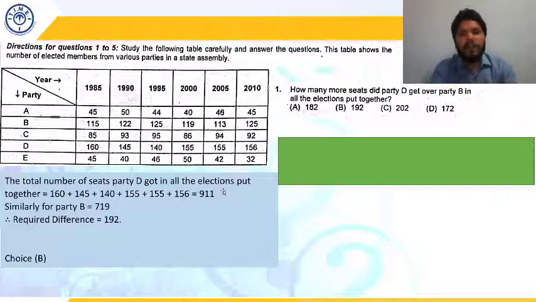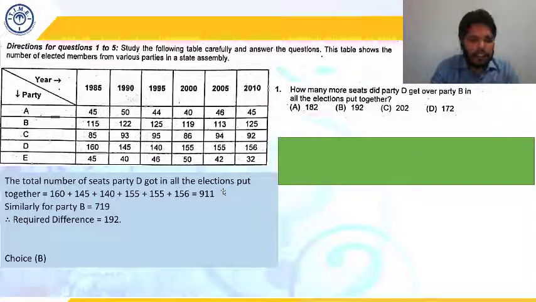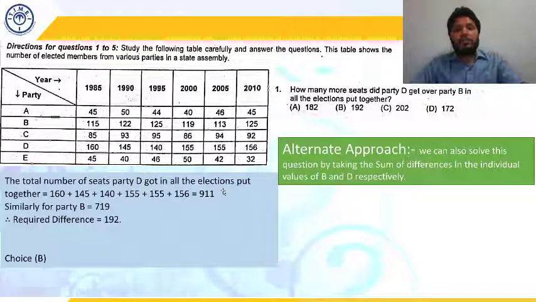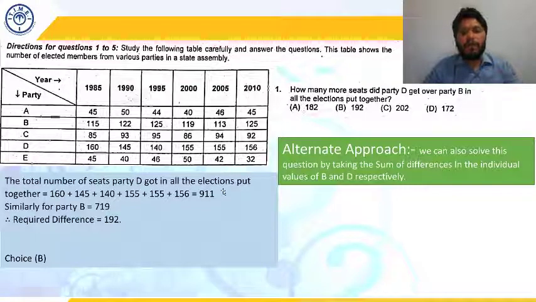What we have done is just sum up all the seats of party B in all the years, and sum up all the seats of party D in all the years, and then take the difference between them. That is what is asked in the question. Okay, before moving on to question number 2, here is an alternate approach to solve this question. This question can be solved in one more way. How can we solve this question in one more way?